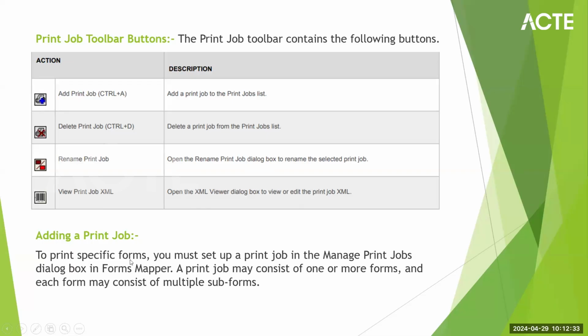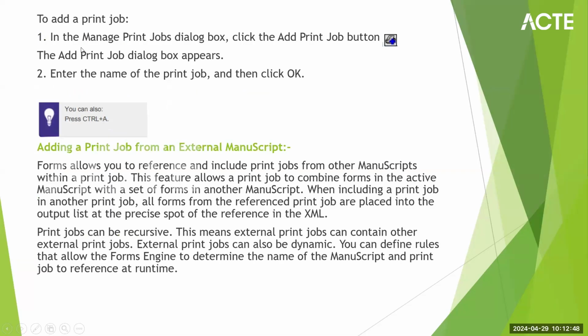Adding a print job. To print any specific form, you must set up a print job in the manage print job dialog box in a forms mapper. A print job may consist of one or more forms, and each form may consist of multiple subforms. So to add, you need to first click on edit and manage print jobs, and then a dialog box will appear. Click on add print job, then enter the name of the print job and click open.